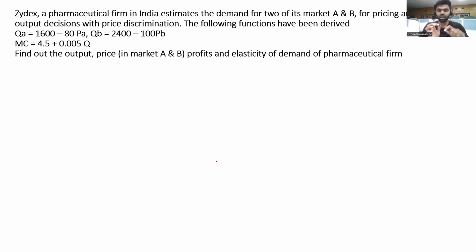And we all know that in monopoly market, we have to equate MC and MR. Okay, so if you don't know how to equate this MC and MR, kindly watch a video titled how to find profit maximizing price and output in perfect competition and monopoly. In that video, I have explained how to calculate those for perfect competition and monopoly.